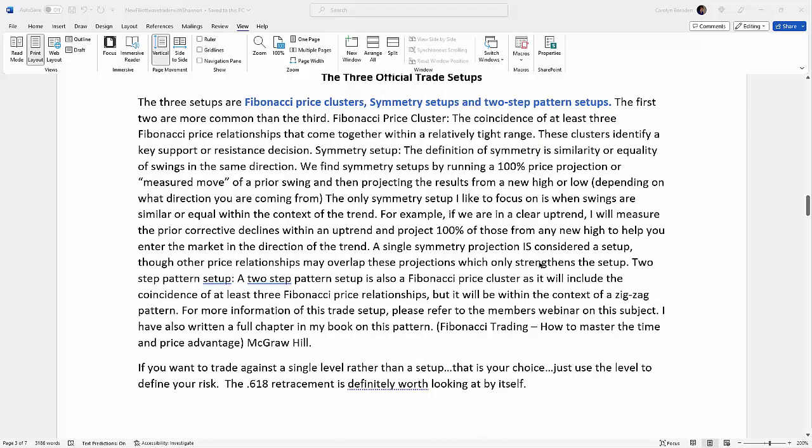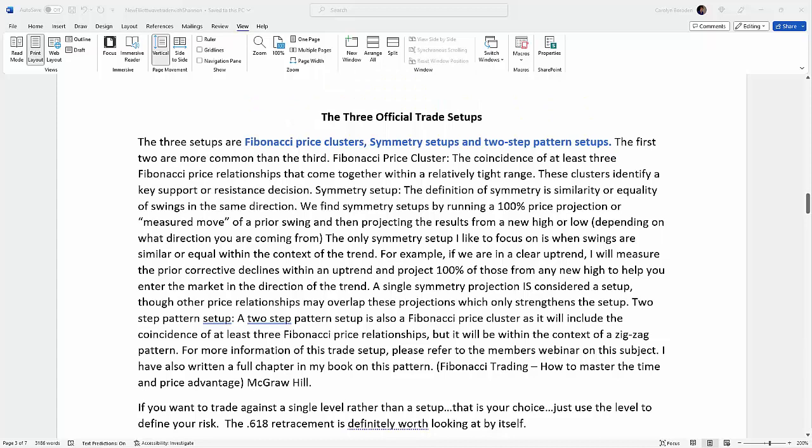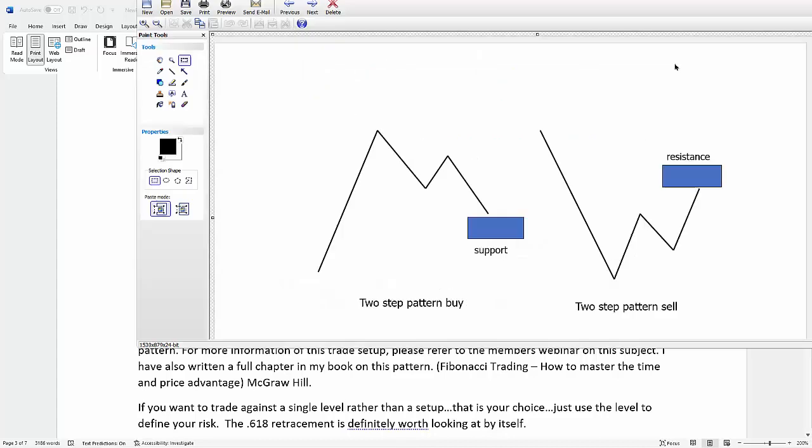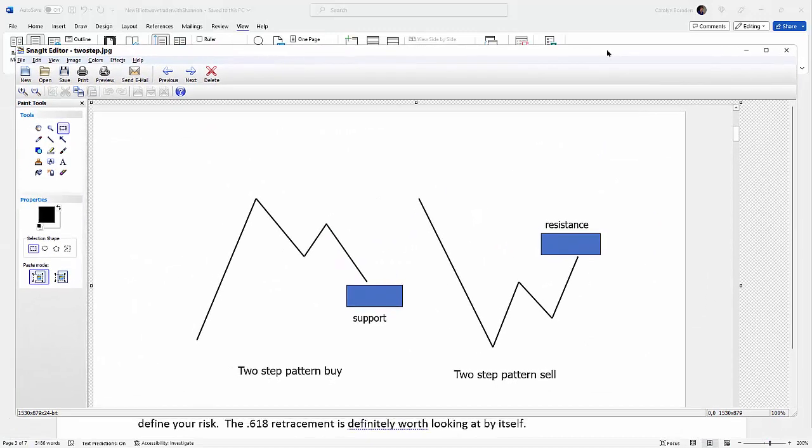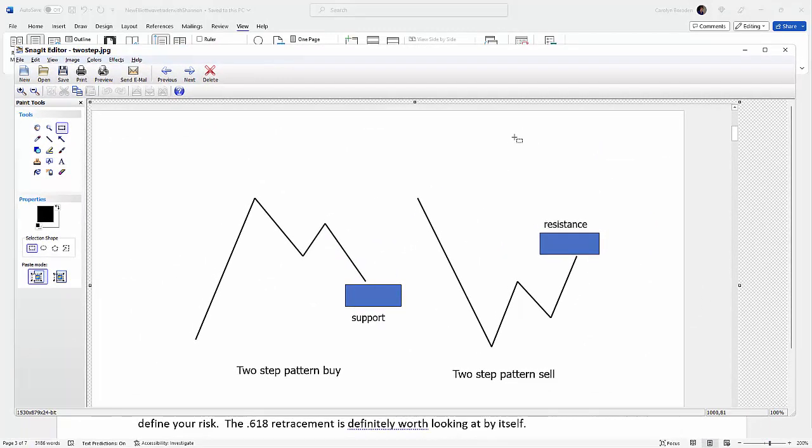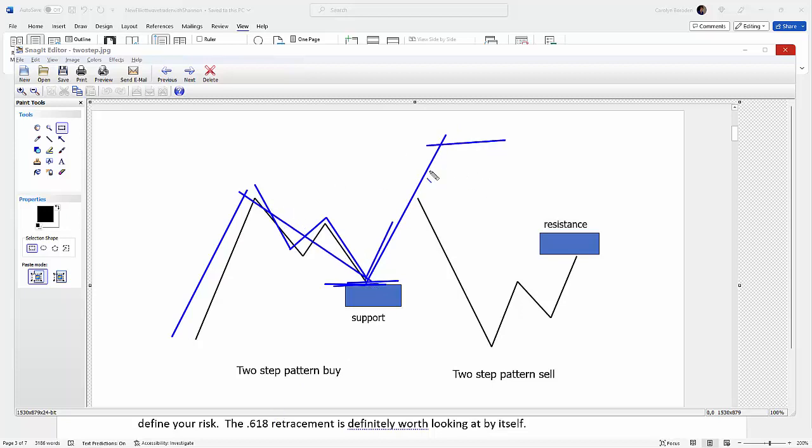Okay? So as far as, we don't see these very, very often. I mean, they occur, but not every day. But the 2-step pattern is basically, let me get my arrows here. It's basically a trend swing that is corrected with a zigzag pattern into what we identify as 2-step pattern support. And if it holds, you look for a 1272 extension as your target of the full zigzag. So 1272 is of the full zigzag.